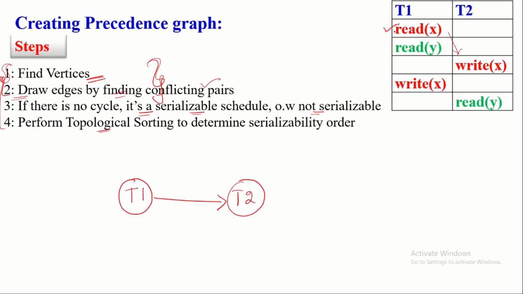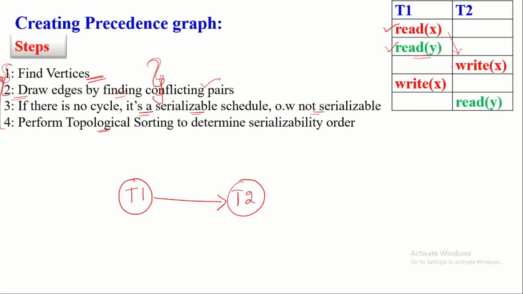So now we checked this. Then let us move on to the next operation, read on Y. So what is the conflict operation with read on Y? Write Y, right? So is there any such write Y in T2? So no, no such operation. So we can leave it. It is not in conflict with anybody.